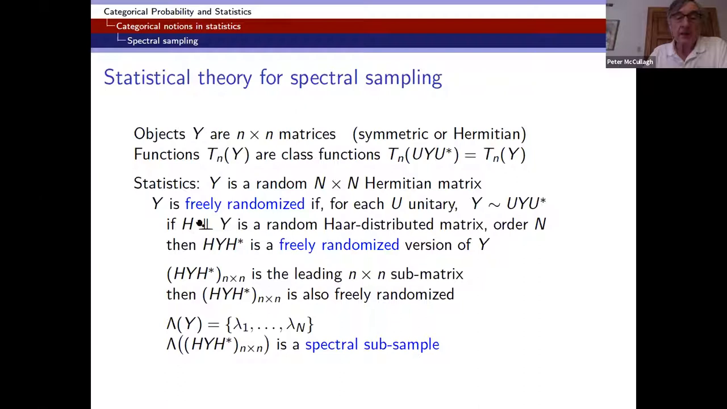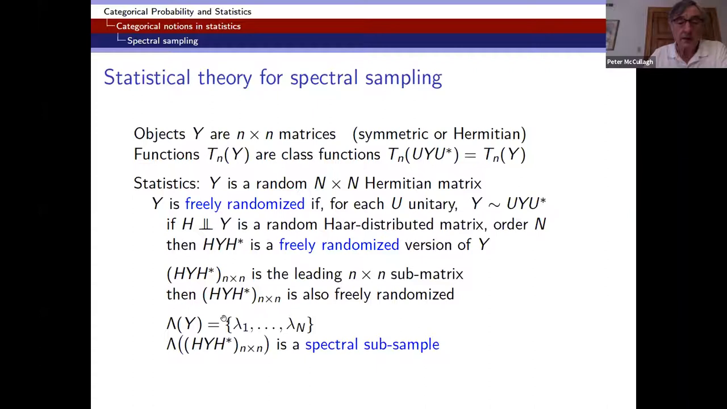So, in particular, if H is independent of Y, if H is a Haar matrix of order capital N, a random matrix, then you can pre and post multiply by H and make yourself a freely randomized version of Y that will not affect the value of the class function. Okay, so what do we mean then by a sample? Well, by a sample, I mean you take your initial matrix, you freely randomize it, and then you extract the leading n, little n by little n submatrix. And I will call that the sampled, freely sampled, if you like, submatrix taken from the big matrix.